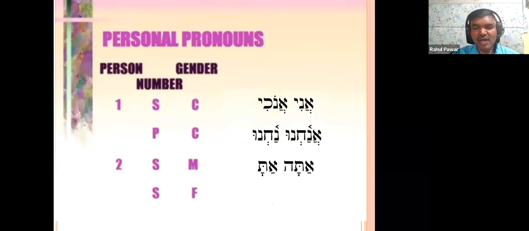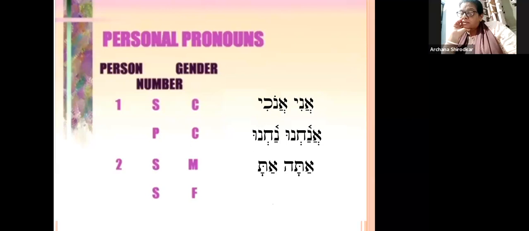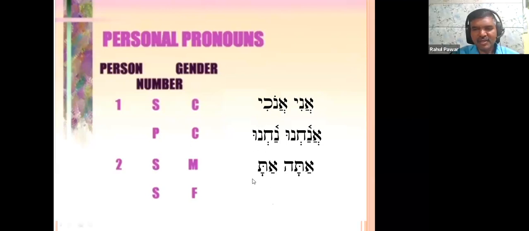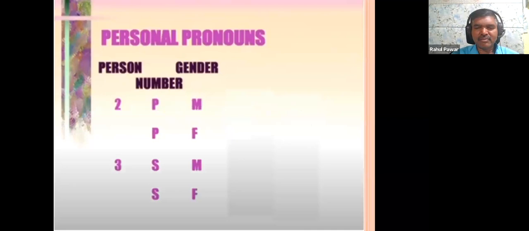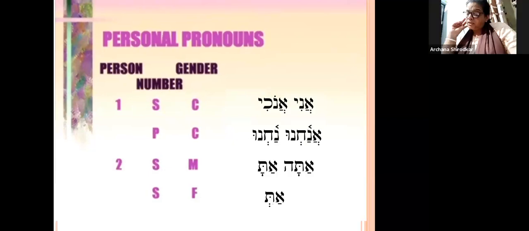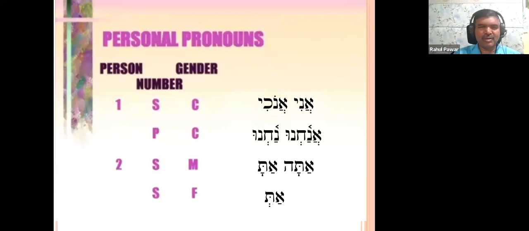If I say shamarta, that means you kept. The ta ending, tau with a vowel. Shamarta, you kept. And ata means you, but that you is masculine singular. For feminine singular, it is at. Everyone say at.